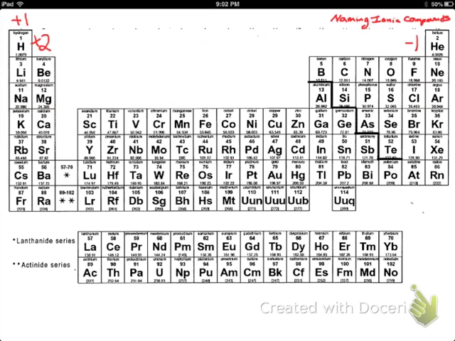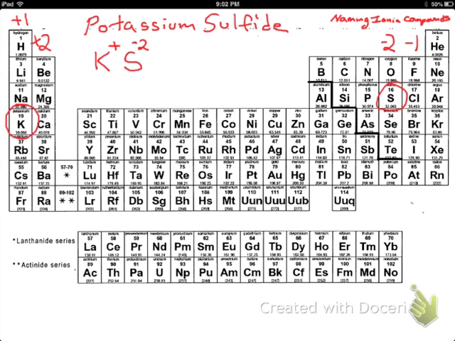Let's try combining potassium and sulfur to produce potassium sulfide. We know that the potassium ion will have a +1 charge. The sulfur, being in the oxygen group, will have a -2 charge. In this case, that means we'll need 2 of the potassium ions, both +1 charge, to go with the -2 charged sulfur atom, or sulfide ion. That means that our formula will be K2S1, or we leave the 1 off, so it's just K2S.